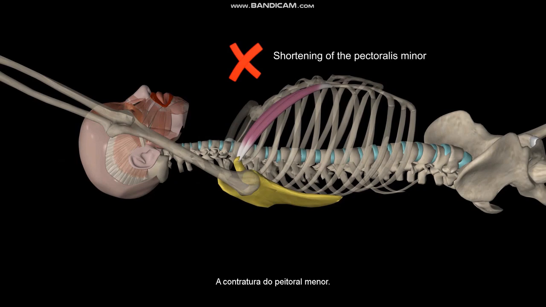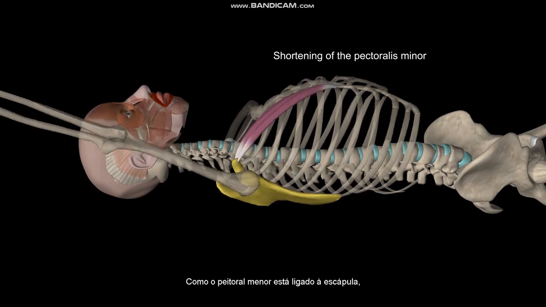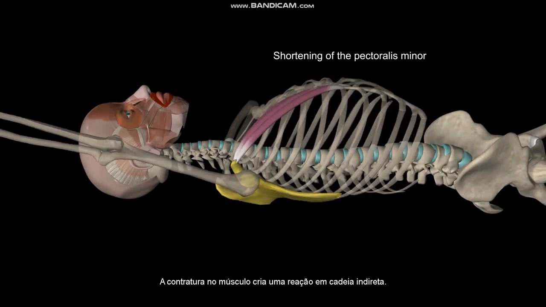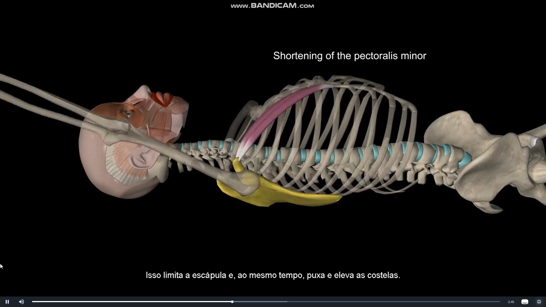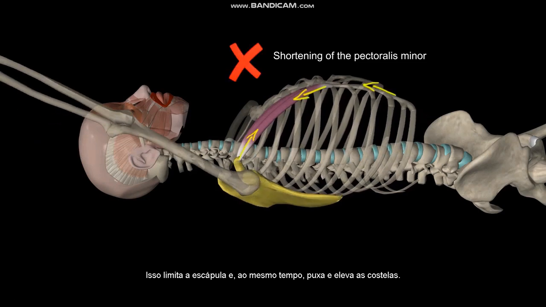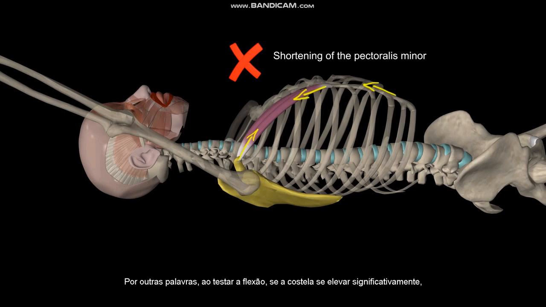Shortening of the pectoralis minor. As the pectoralis minor is connected to the scapula, shortening in the muscle creates an indirect chain reaction. It limits the scapula and at the same time pulls and raises the ribs. In other words, when testing flexion, if the rib rises significantly, we can assume that the minor is shortened or that the pectoralis major is shortened.